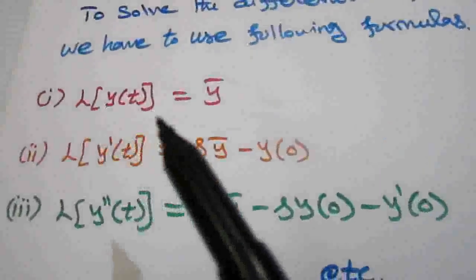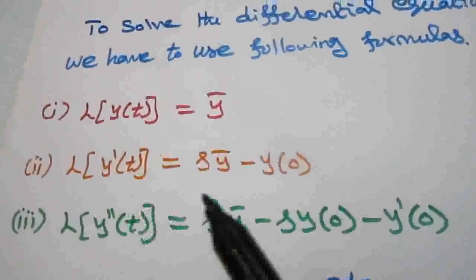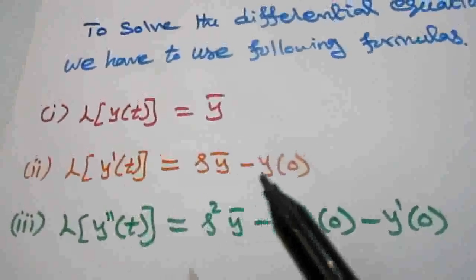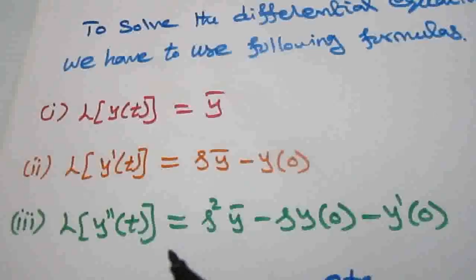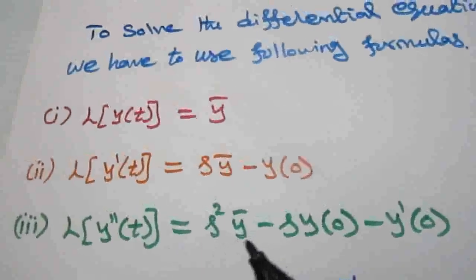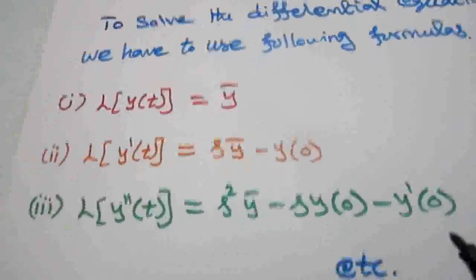Laplace transform of y of t is equal to y bar. Laplace transform of y dash of t is equal to s into y bar minus y of 0. Laplace transform of y double dash of t is equal to s square y bar minus s y of 0 minus y dash of 0, etc.